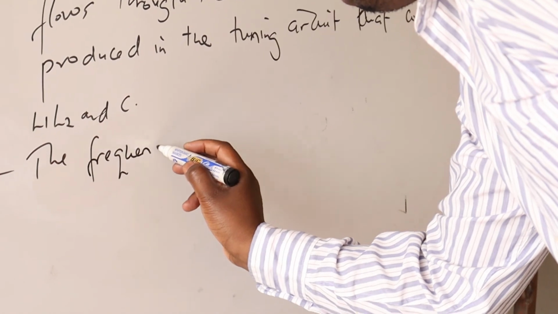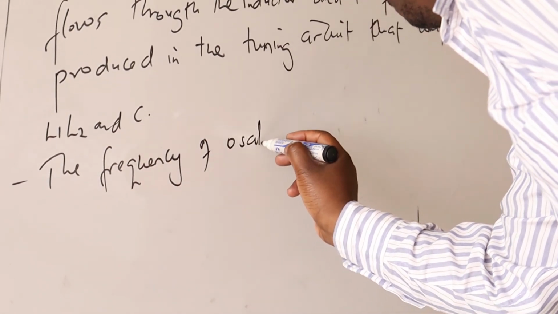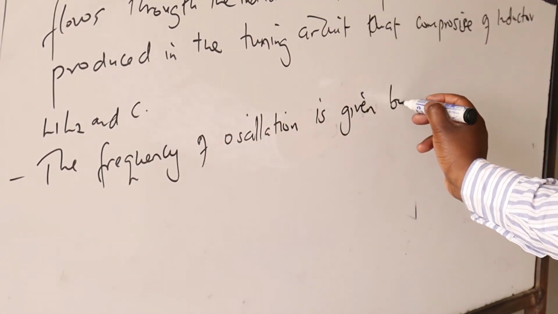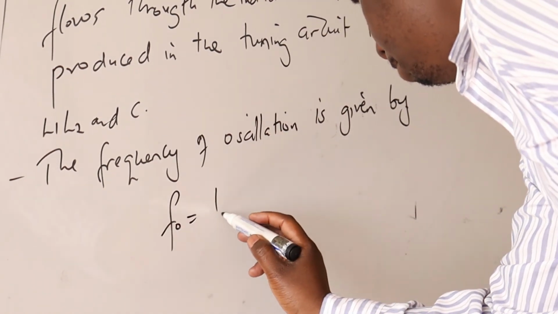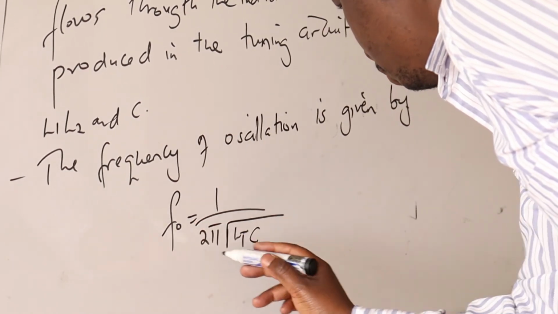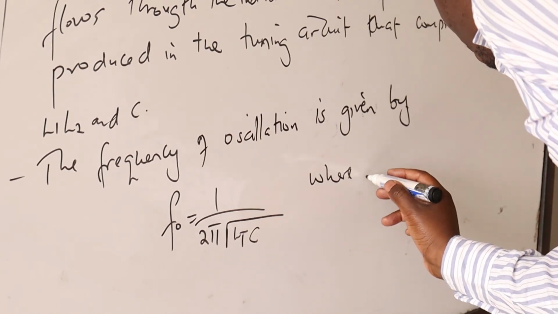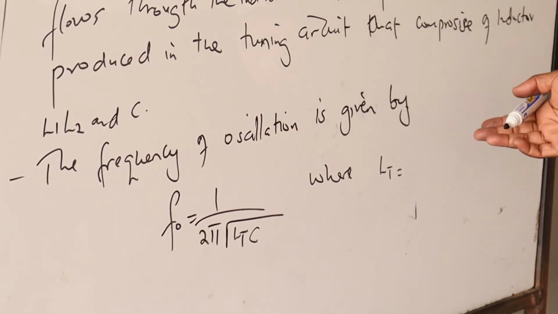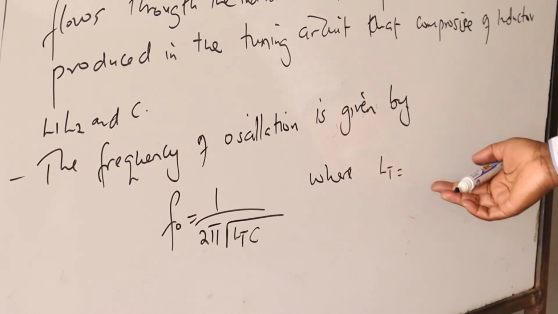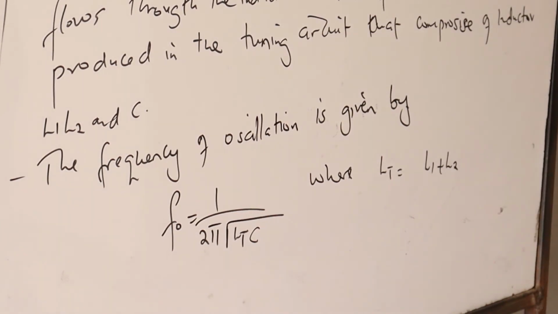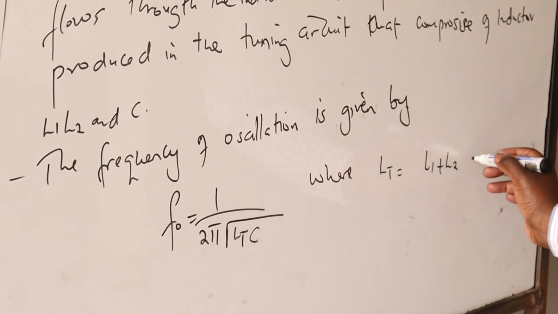The frequency of oscillations is given by the formula, where LT is the combination of two inductances, and these two inductances are connected in series, where LT is L1 plus L2 plus 2M.